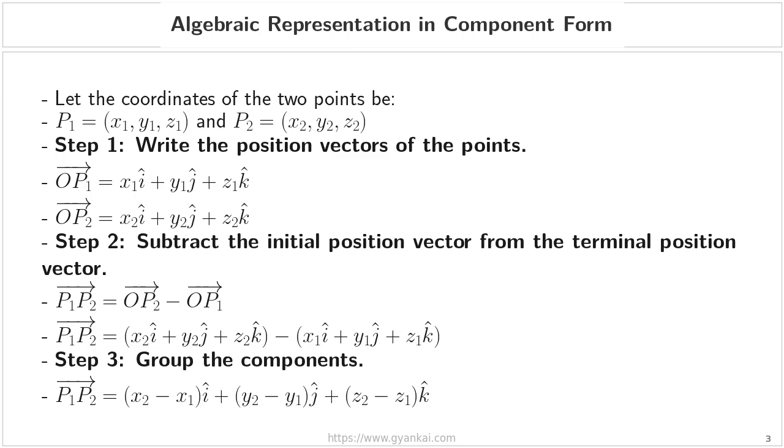Now that we understand the conceptual idea of subtracting position vectors from the previous slide, let's look at how we actually perform this calculation using algebra. To solve this, we follow a simple three-step process. This formula is incredibly useful because it gives us the exact direction and magnitude of the vector, which we will use to calculate the actual distance in the next slide.